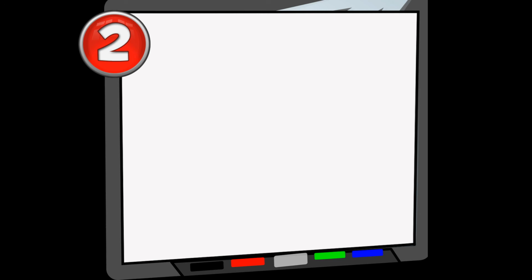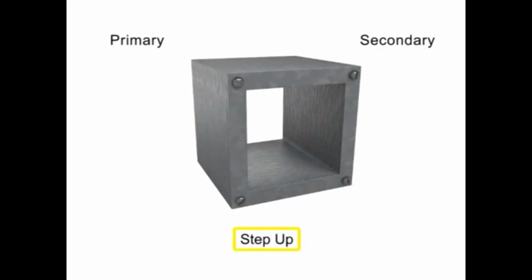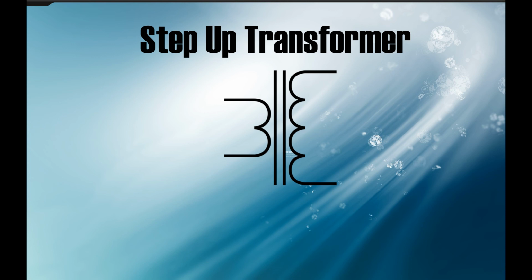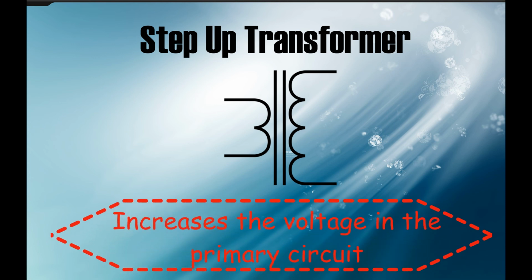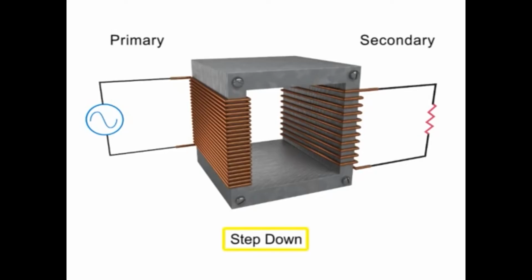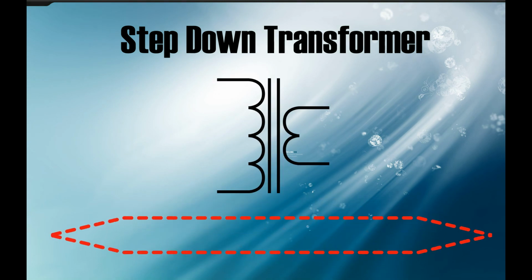There are two types of transformers, which are the step-up transformer and the step-down transformer. In a step-up transformer, the number of turns in the secondary coil is greater than the number of turns in the primary coil. A step-up transformer increases the voltage from the primary circuit into the secondary circuit. Conversely, in a step-down transformer, the number of turns in the primary coil is greater than the number of turns in the secondary coil. A step-down transformer decreases the input voltage to produce a lower output voltage.